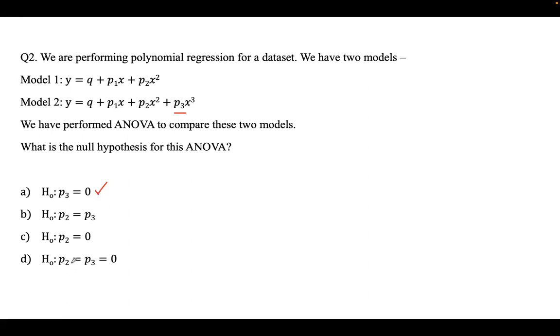Right? Because if P2 also becomes 0, then this equation is also incorrect to begin with. Then we only should have used a linear model, right? So you just want to compare two models wherein you want to see if the two models are different and what makes them non-different, this thing. So therefore your null hypothesis is that the two models are the same, which means P3 is 0. All right. Okay.